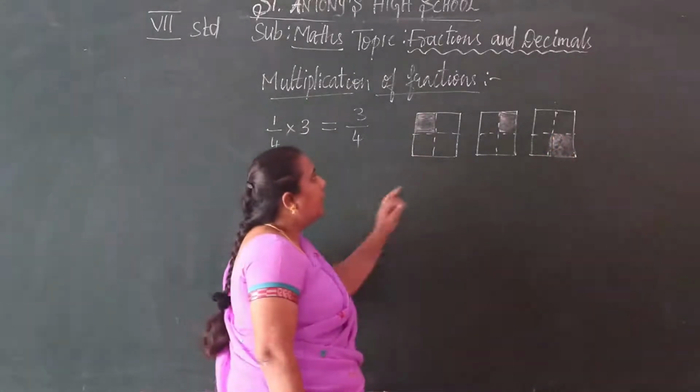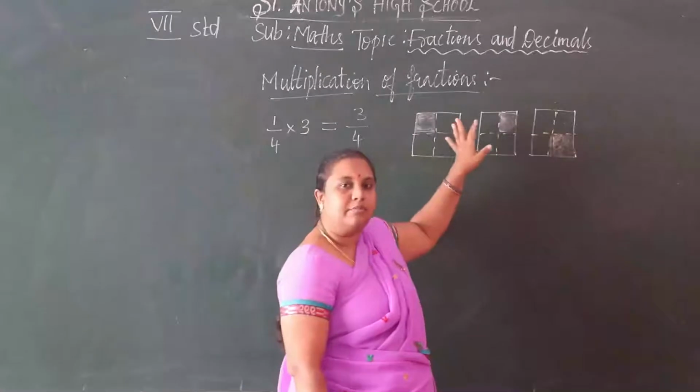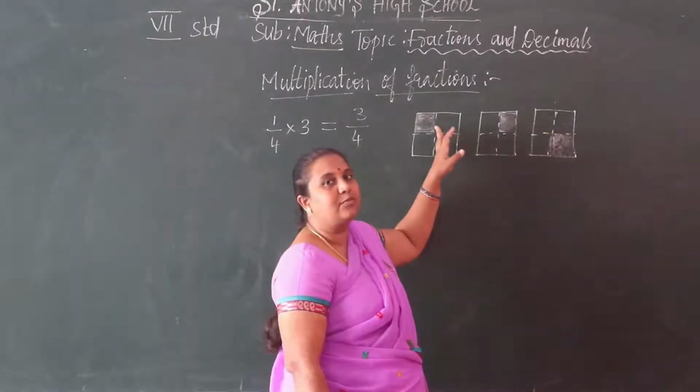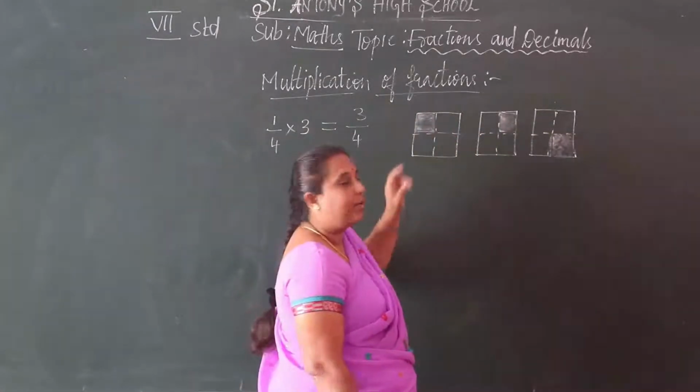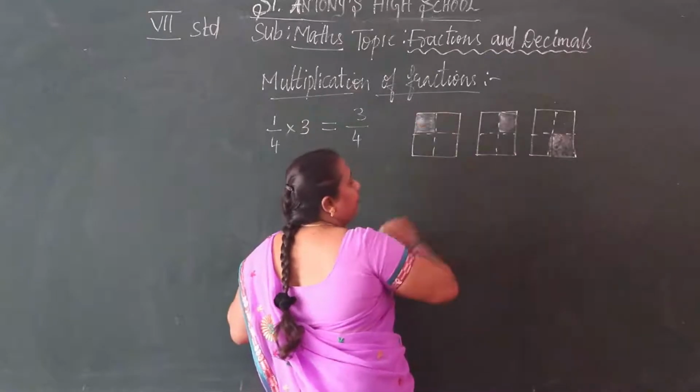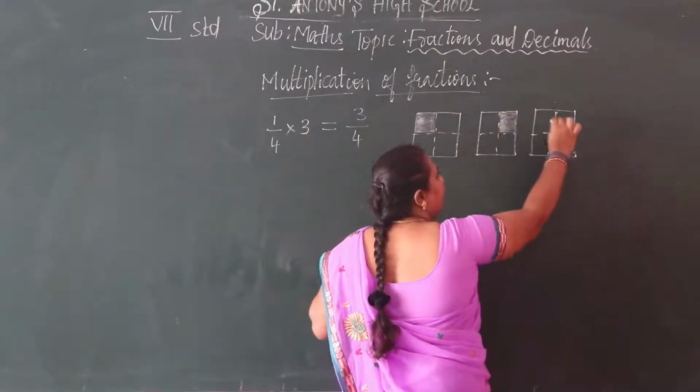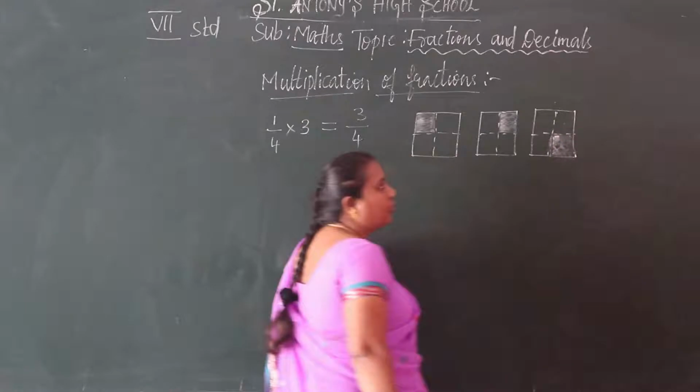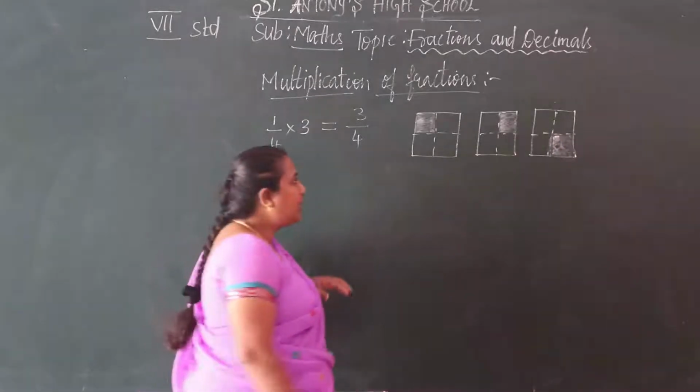Okay, so one-fourth of the square is shaded. This is 1/4 of the part. This place is 1/4, this place is 1/4 of the picture, and this place is 1/4 of the picture. So what is the answer?